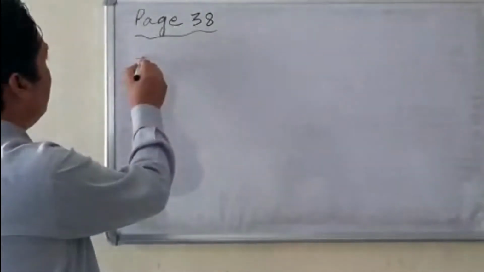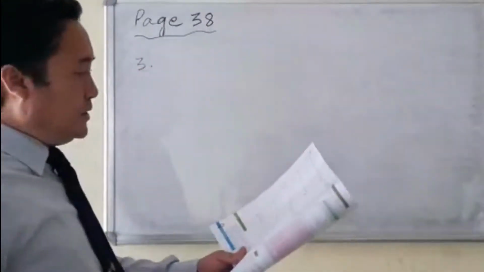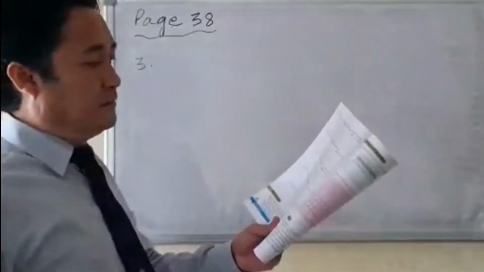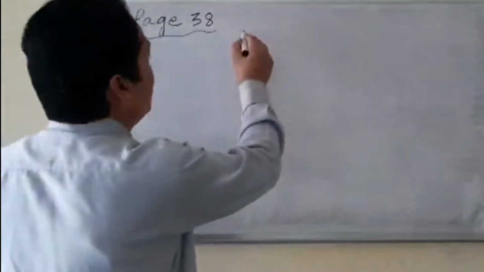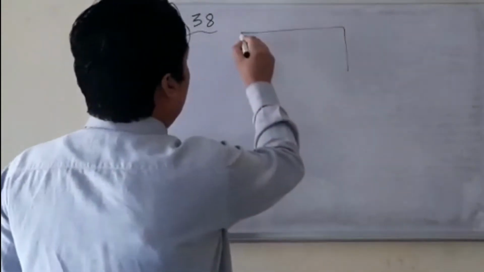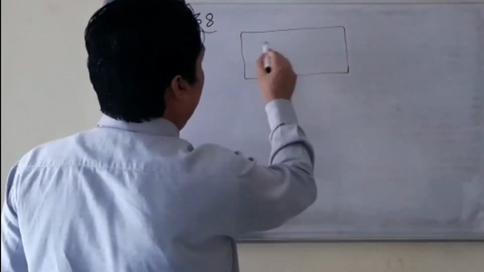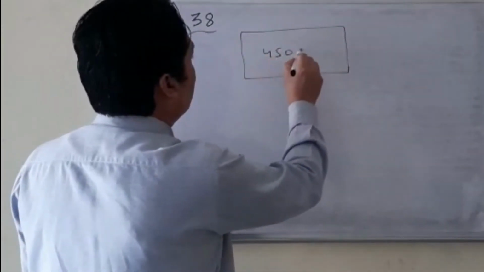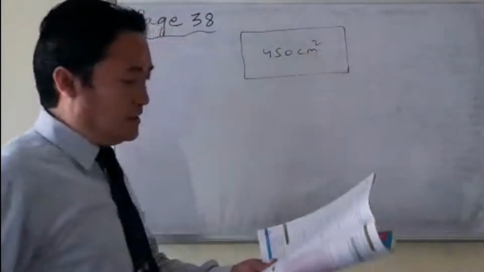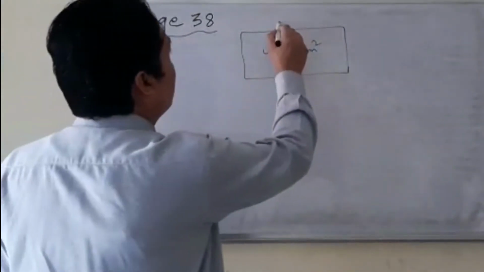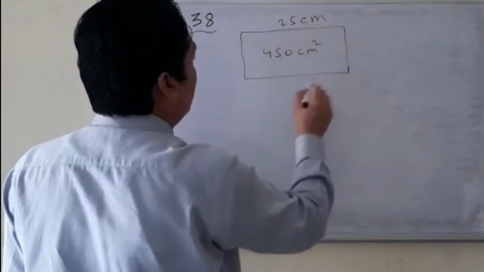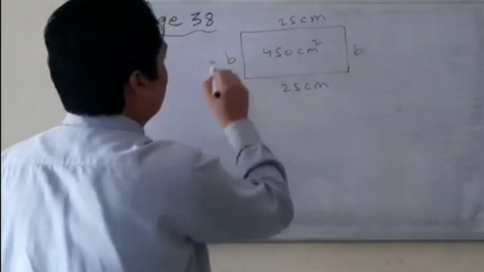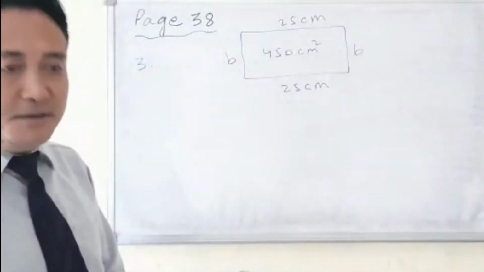Now the question number 3. In question number 3, the area of a rectangular sheet of metal is 450 cm square. So there is a metal sheet, and the area of the metal sheet is given as 450 centimeters square. Length is given as 25 centimeter, and breadth you have to calculate. Okay, so breadth you don't know, you have to find the breadth.